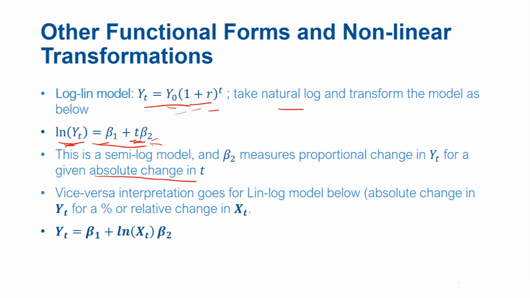Also, this was a log-lin transformation; a vice versa interpretation holds for the lin-log model, as we can see here, that is, the absolute change in yt for a percentage change in xt will be applicable to a model of this kind, where xt, the independent variable, is in log form, while yt, the dependent variable, is not in log form, and therefore the interpretation of beta 2 will be, like we said, the absolute change in yt for a percentage or relative change in xt.